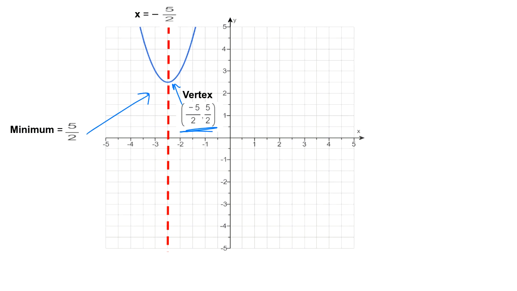So any questions on finding your vertex, your axis of symmetry, minimum or maximum? So we know it's only going to be either a minimum or maximum number.